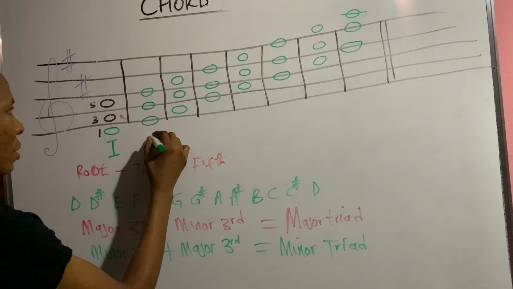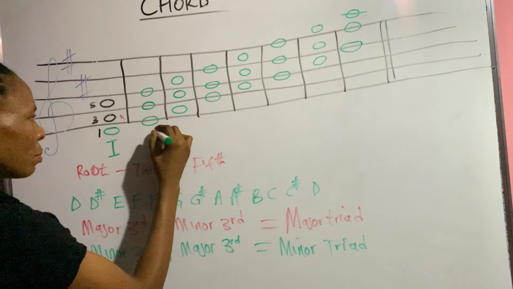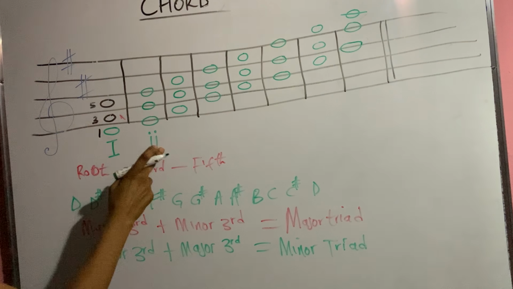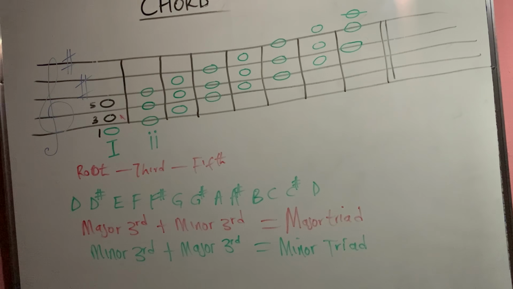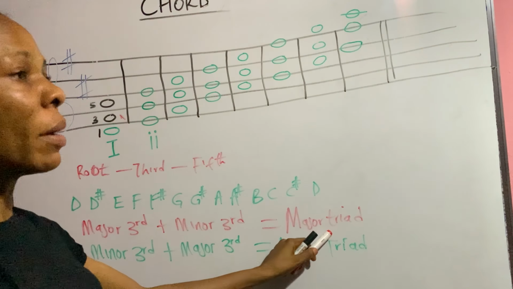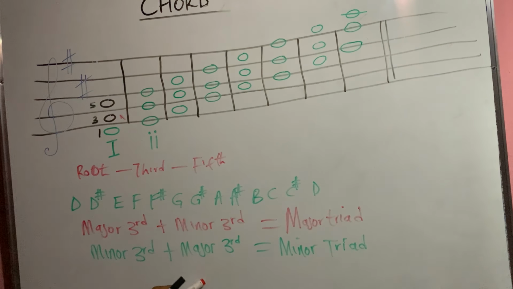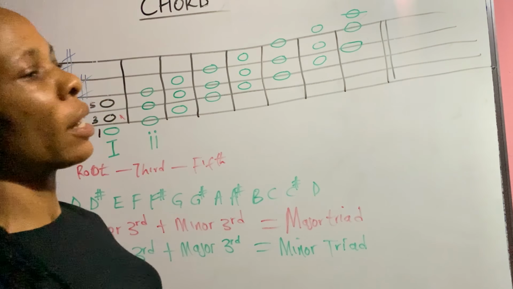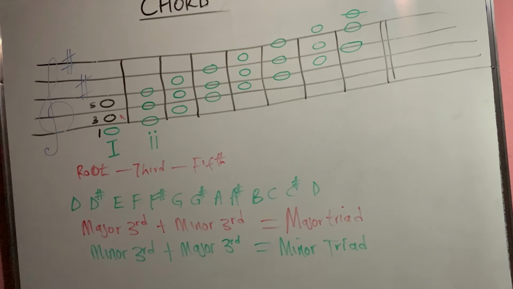So which means this chord is going to be a small letter. Minor is small letter, major is capital Roman numeral. So major and minor give you a major triad, minor and major give you a minor triad. Okay, now let's see the next one.